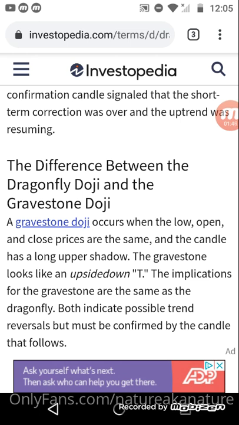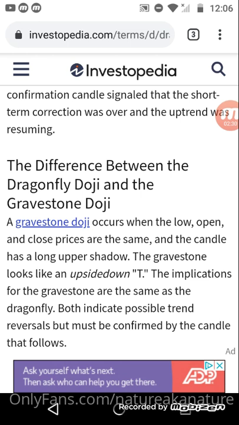So, the difference between a Dragonfly Doji and a Gravestone Doji. The Dragonfly Doji has a long lower shadow, and it closes at the top, at the opening. A Gravestone Doji has a long upper shadow, and instead of closing at the opening, it closes at the price at the bottom.